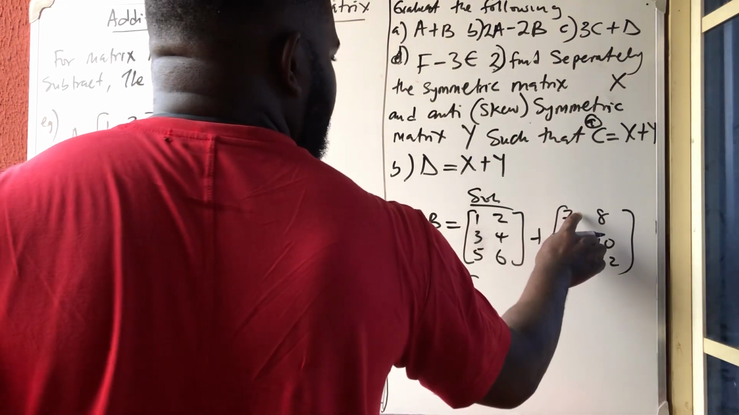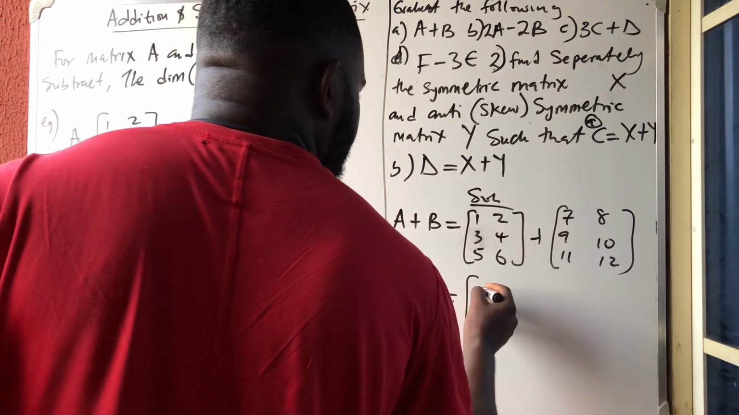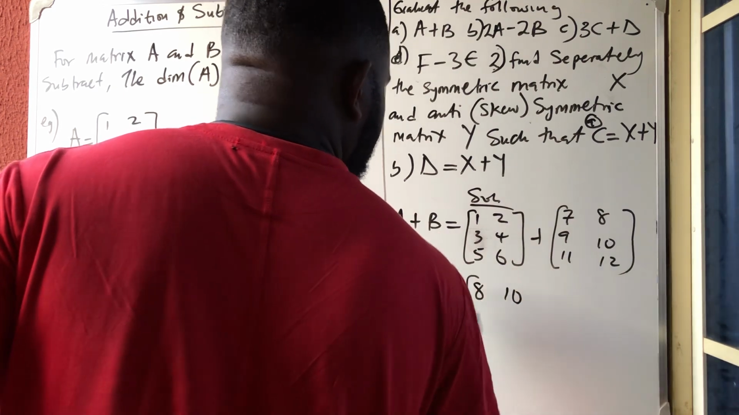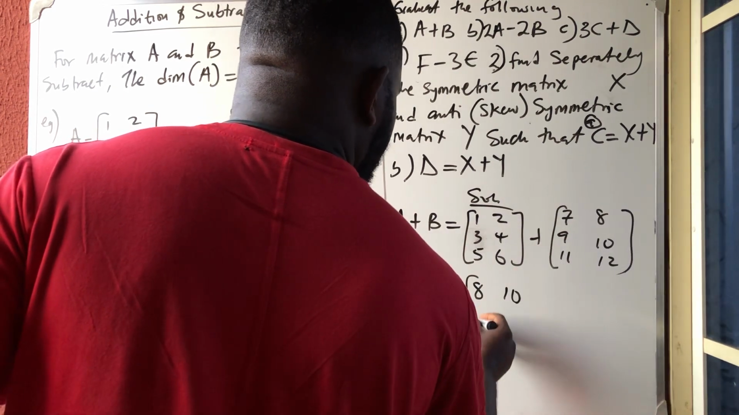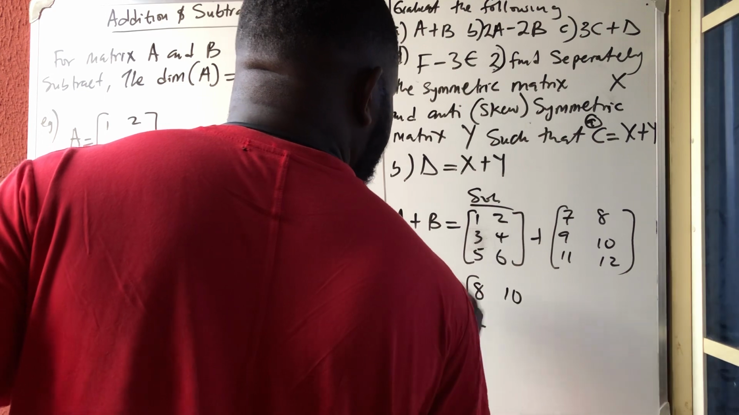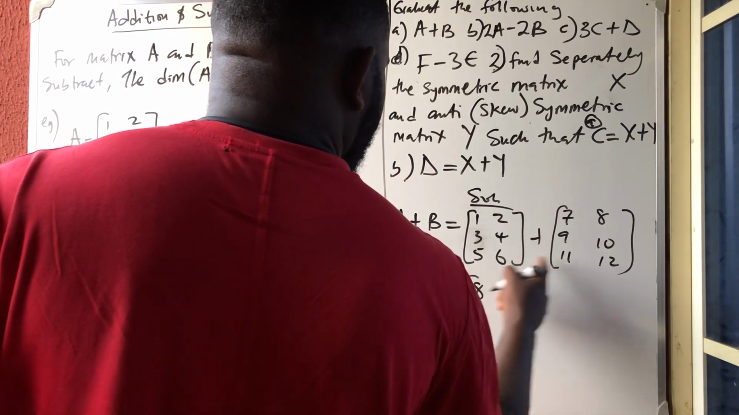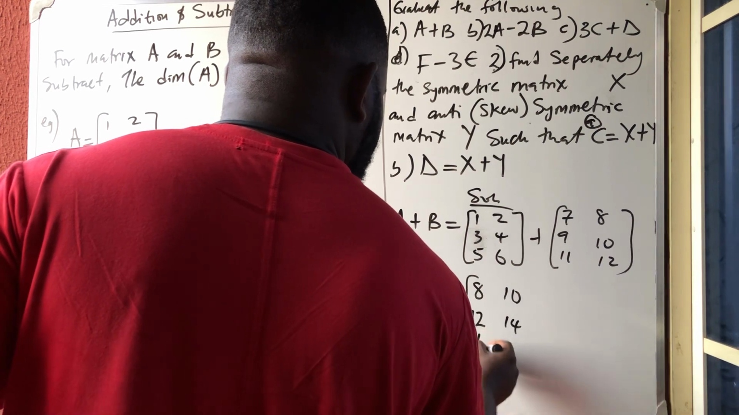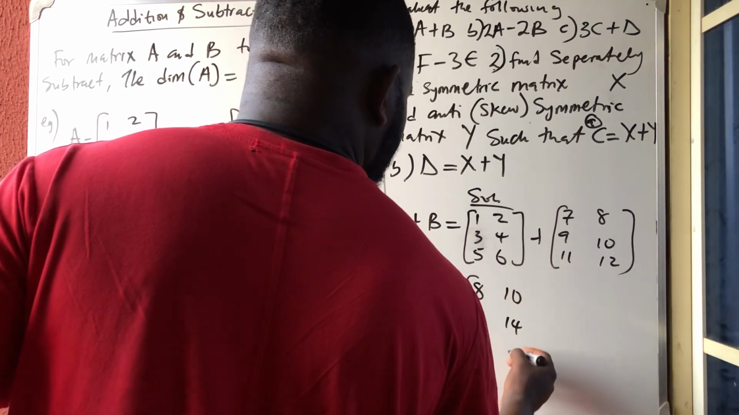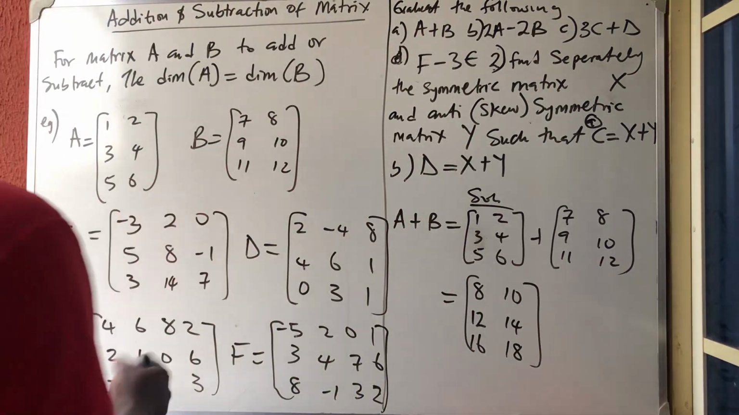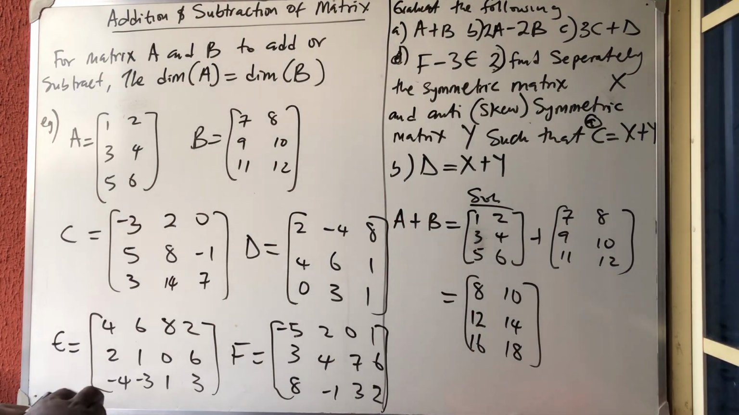1 plus 7, 8. 2 plus 8, 10. 3 plus 9, 12. 4 plus 10, 14. 5 plus 11, 16. 6 plus 12, 18. Okay, so as simple as that. The answer is very, very simple.